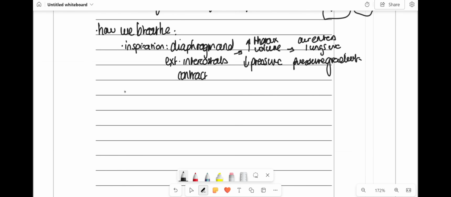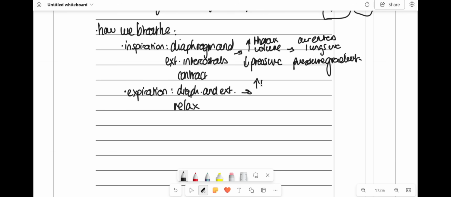Then, when you breathe out, that is a passive process. It is the entire opposite of all of that. We don't forcibly breathe out. Imagine having to take a deep forced breath in every time and then another forced out. You'd be exhausted. So when you're breathing out, the diaphragm and external intercostals relax. It is the entire opposite.